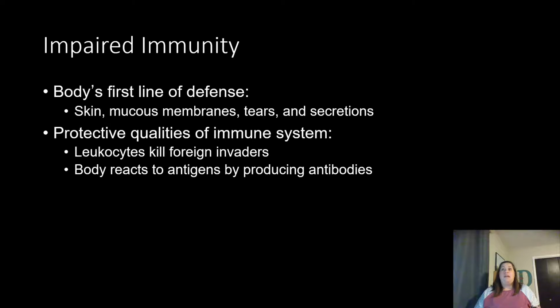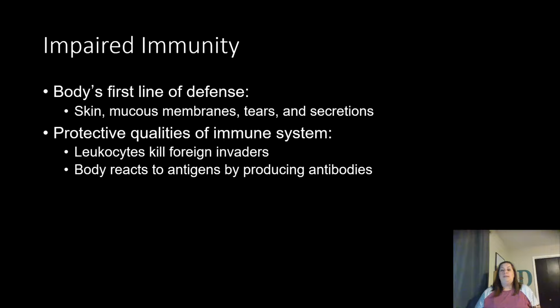Now, sometimes they get disrupted. Let's just say you have a cut and your skin is compromised. That can potentially allow invaders in. Your mucous membranes, you get something in there that irritates that mucous membrane, causes it to be able to let in a virus or a bacteria. Again, we see that there could be an issue.